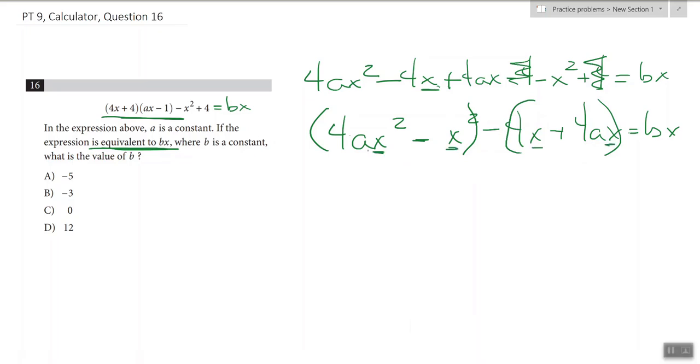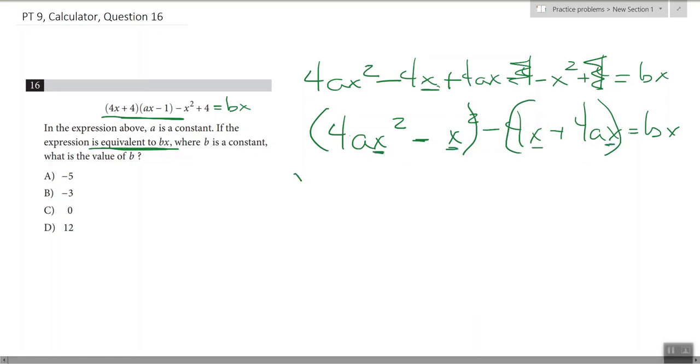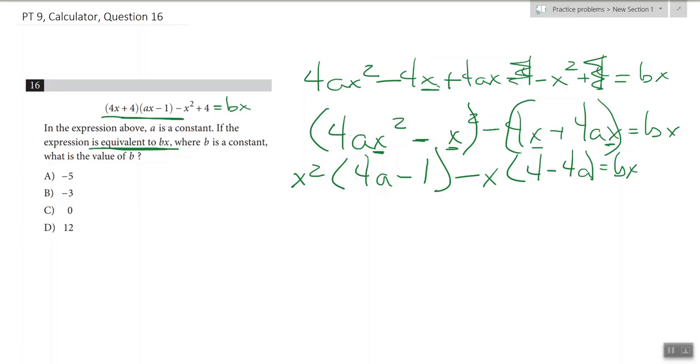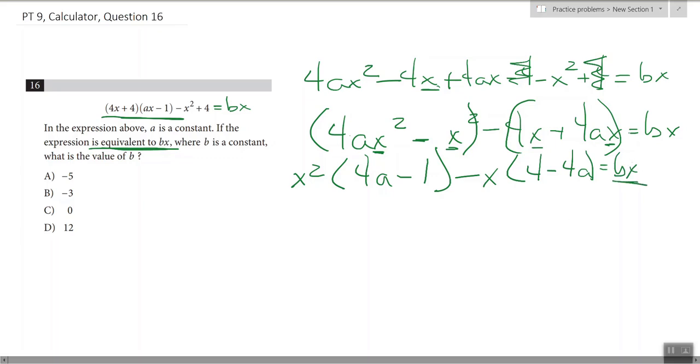Now I'm going to factor out this x squared and this x. So I'm going to have x squared times 4a minus 1. And I'm going to factor out negative x, so I'm going to get minus x times 4, and since I'm factoring out the negative x, that's going to be minus 4a. And I'm going to make that all equal to bx. This is what's critical, and this is where I think this particular problem goes to another level of difficulty. Since I do not have an x squared term on this side of the equation, I can recognize that this particular coefficient with the x squared has to equal 0.